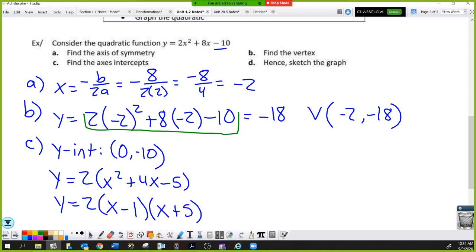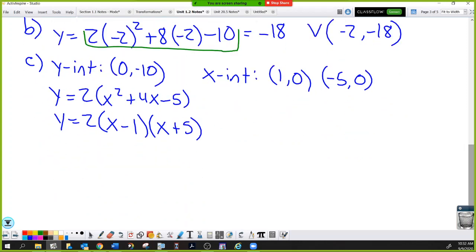It came back. So our x-intercepts are at positive 1 and negative 5. I know I wrote them backwards, but whatever. Hence, sketch the graph. We know where it crosses the x-axis, we know where it crosses the y-axis, and we have the vertex. Way more than enough information to sketch this graph.